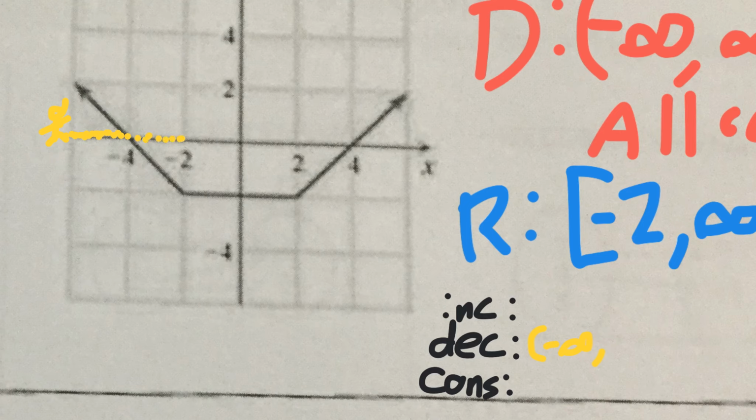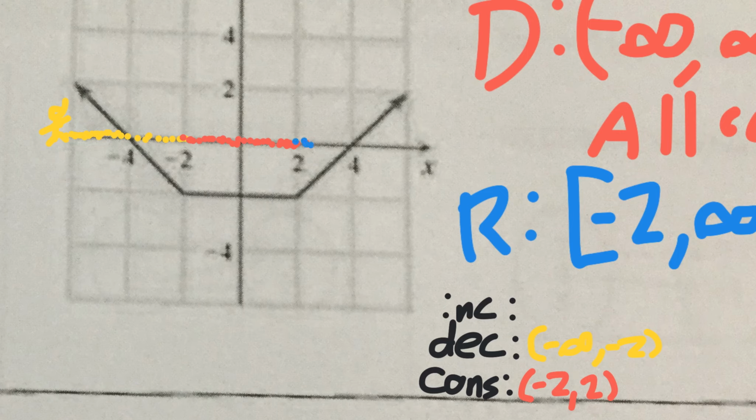When I reach negative 2, at negative 2, it's no longer decreasing, it is staying the same. So from negative infinity to negative 2, the graph is decreasing. Okay, then what happens? At 2, I'm walking along and it's staying the same distance away from me, right? So it's being constant. And when does it stop being constant? When I get to positive 2. So the graph is constant from negative 2 to positive 2.